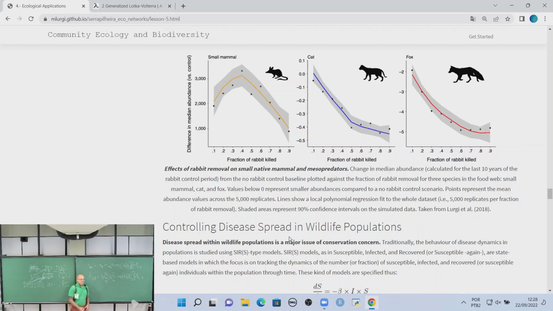After how long can we say that an invasive species is no longer invasive, but part of this environment? Because even here, for example, we cannot get rid of all the rabbits, otherwise the system would just collapse.